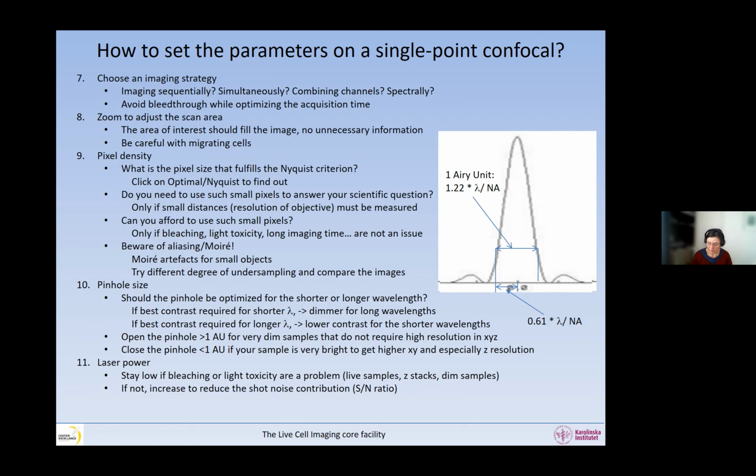So then it doesn't matter if you bleach your sample, you have your images and you will not need to reimage them. So you have to think that way. So don't hesitate to increase the laser power. But make sure that you do not saturate the fluorophores.